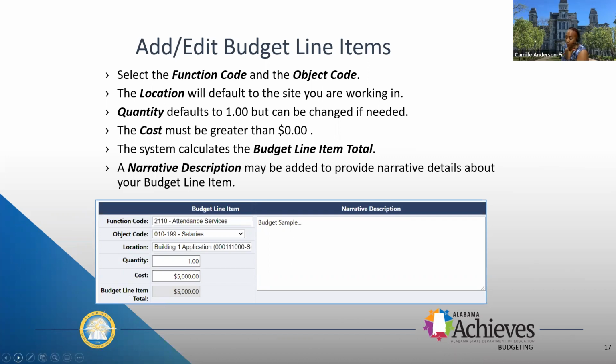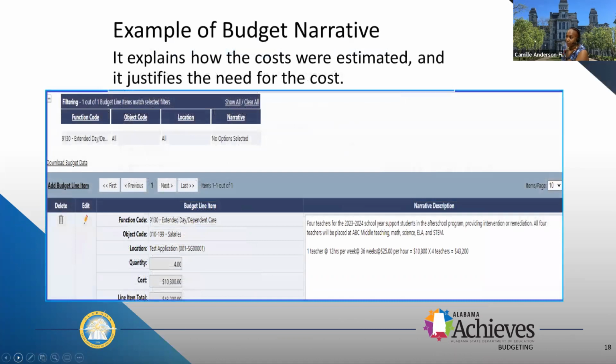And here is an example of what now will need to go into those sections. So here is your budget narrative. In this case, here's a test document. So we've selected 9130, which is after school care or after school programming. The object code for salaries, since it's a test application, that's my location. And here's my description. I have 4 teachers for the 2023-24 year. All 4 will be teachers at ABC Middle School.